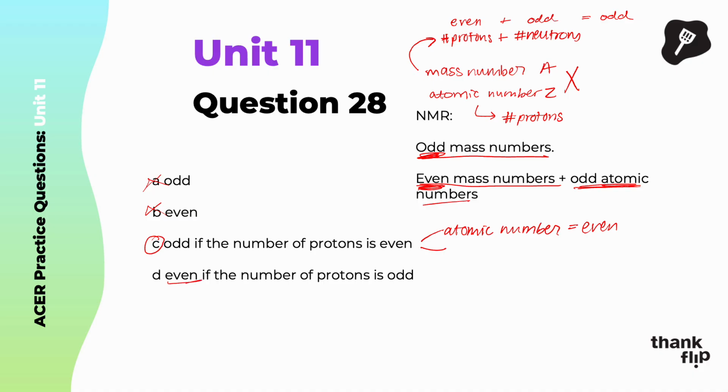Using the same reasoning here, this is wrong because if you have even plus even, you would get even. And that would leave you with an even mass number and an even atomic number. And so this would not exhibit NMR. So over here, your mass number would be odd. And so that's why C is the correct option.